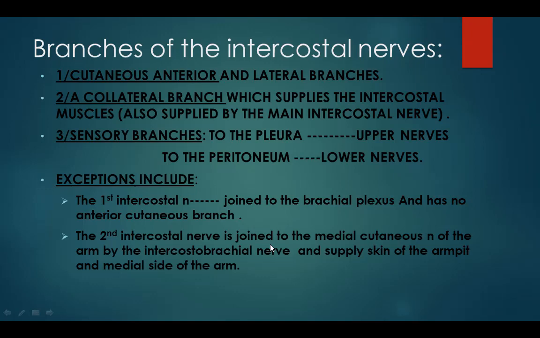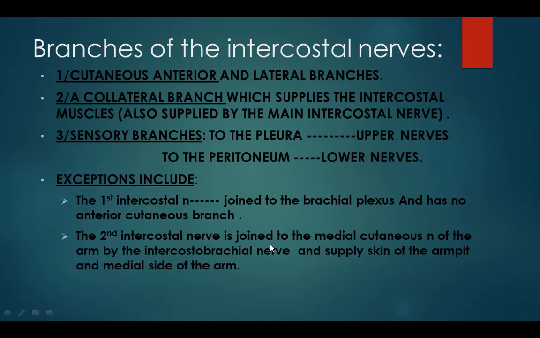We have some exceptions, which is the first intercostal nerve, which joins the brachial plexus. As we know, the roots of the brachial plexus are from C5, C6, C7, C8, and T1, and it has no anterior cutaneous branch.